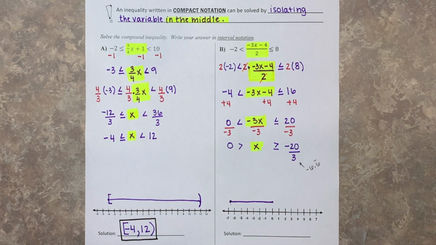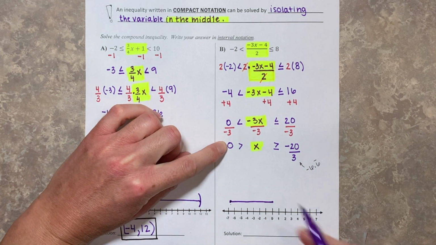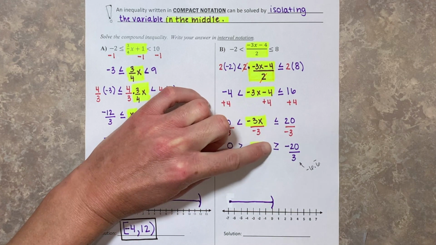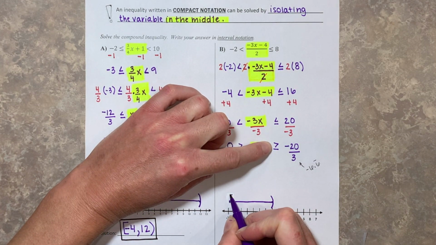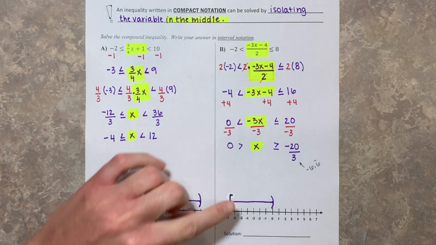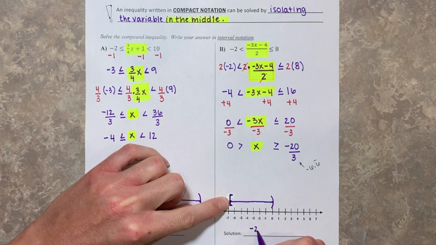And then we just need to decide if we need parentheses or brackets at each endpoint. Let's see, next to the 0, we should be using a parenthesis. And next to -20/3, we see this symbol here, so we should be using a bracket. For our final answer in interval notation, we start with the lowest endpoint, which is -20/3.